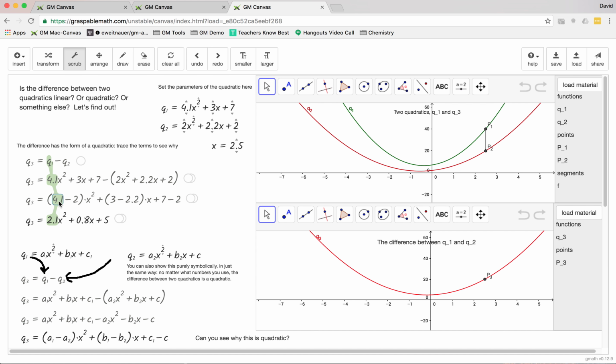And that's the other thing you get from algebra, which is insight into the structural reasons why a thing happens. Why is the difference between two quadratics quadratic? Well, because we can combine coefficient by coefficient for each of the terms. And that gets us into a larger insight.